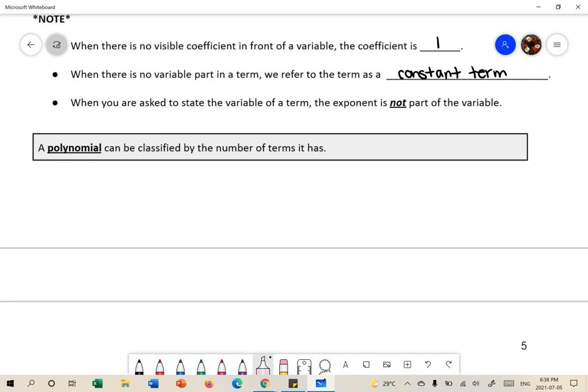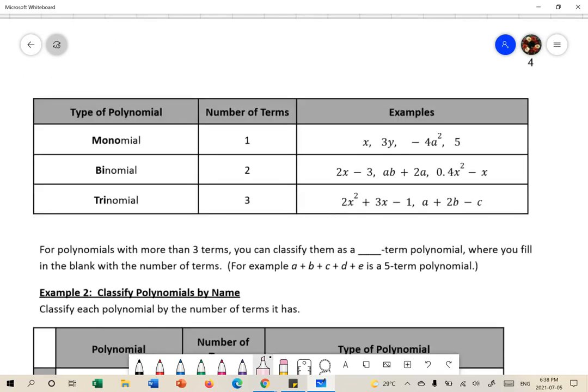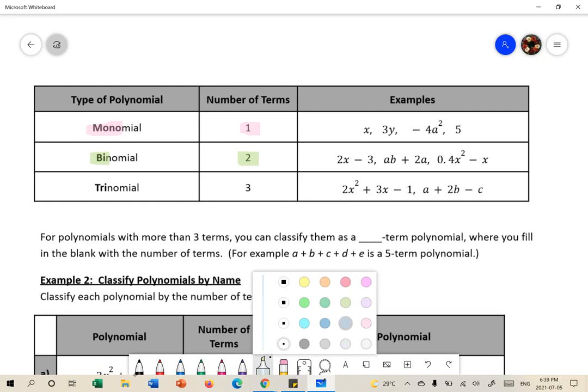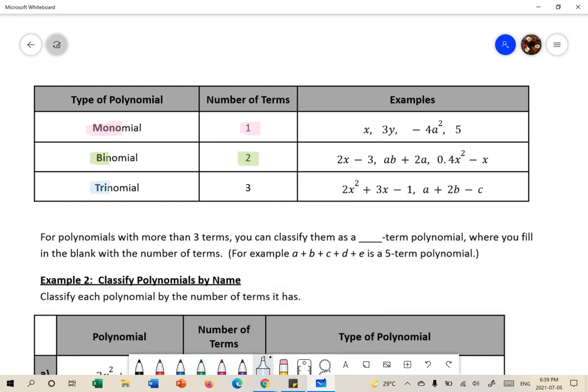A polynomial can be classified by the number of terms it has. So here are 3 different types of polynomials. We have a monomial, binomial, and trinomial. Mono means 1. Bi means 2. And tri means 3. So in a monomial, there's only going to be one term.